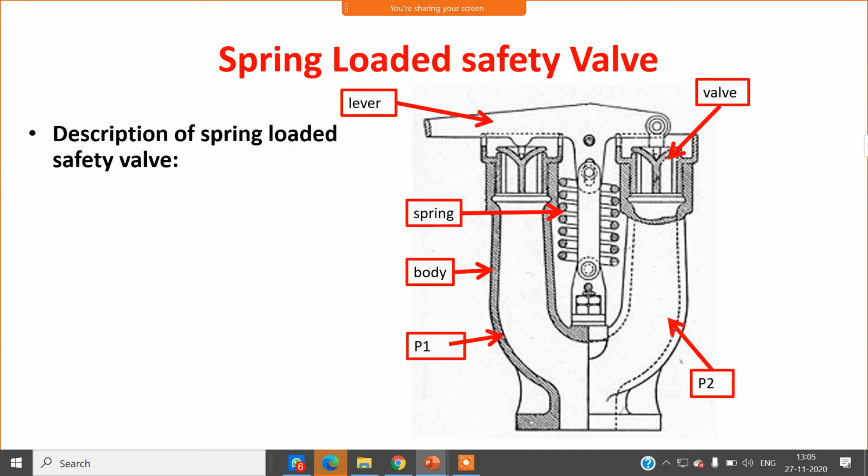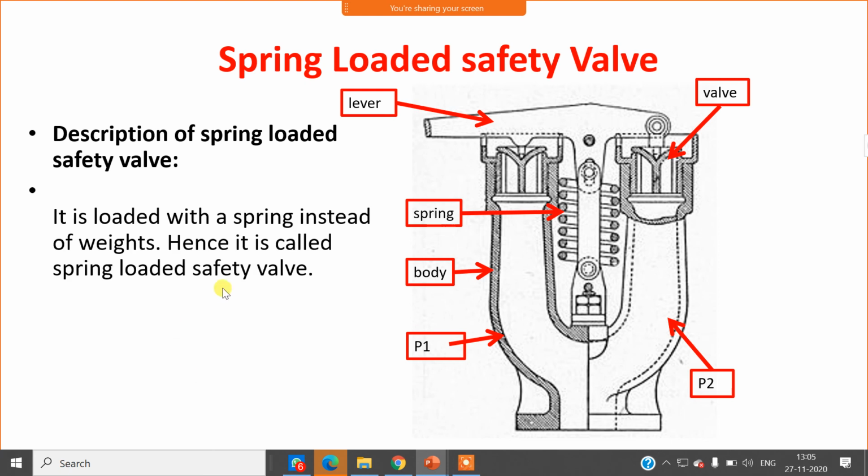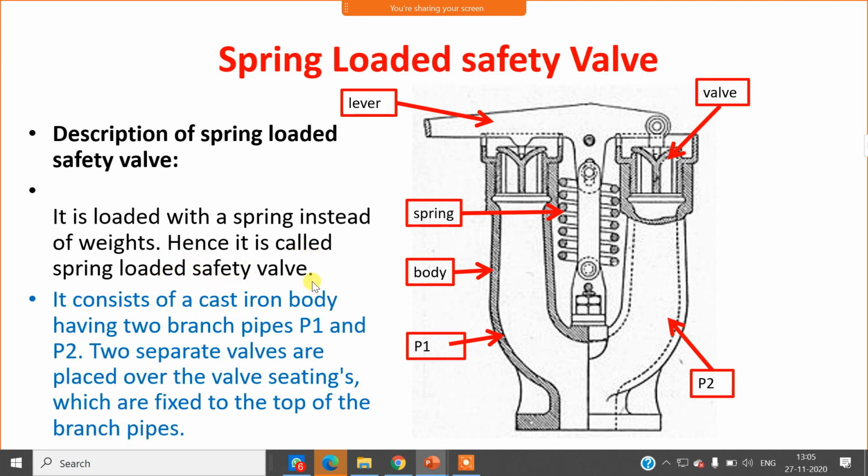Now, discussion of the spring loaded safety valve. It is loaded with a spring instead of weight. In the deadweight safety valve, the weight was used for maintaining the pressure in the boiler, but in this case, spring load is used for maintaining the pressure in the boiler. Hence, it is called a spring loaded safety valve.